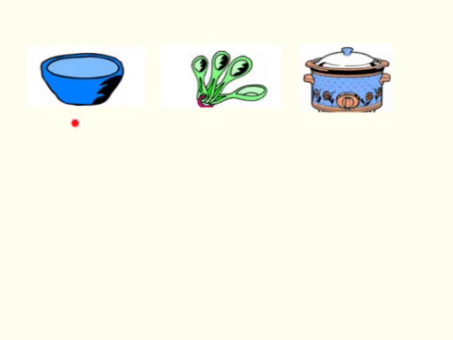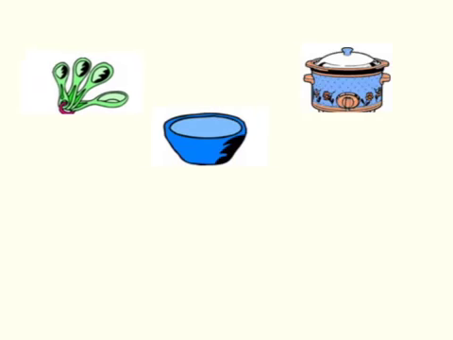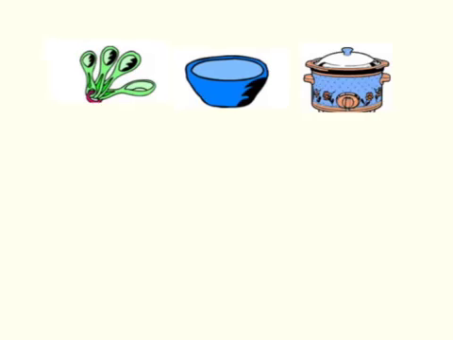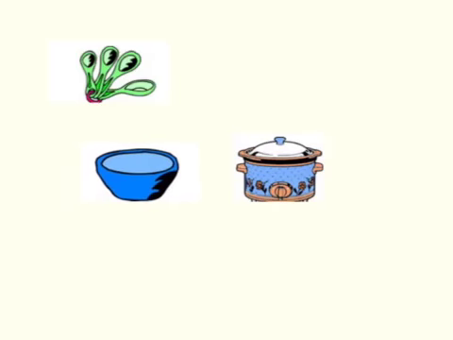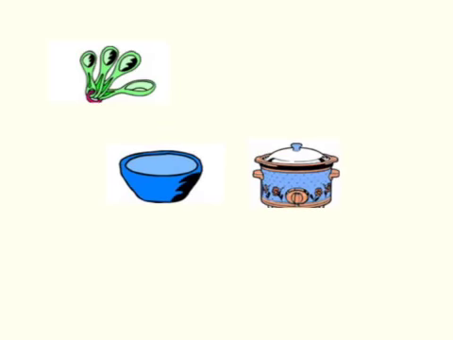Okay, so we've got a bowl, some spoons, and a big slow cooker. This one is the biggest, then this one, so we might swap them around, and then the spoons are the smallest. So if we were going to compare the capacity that these containers could hold, what sort of words would we use to describe it and explain why? I want you to pause the video here and compare the capacity of these two. Think about what you would say.